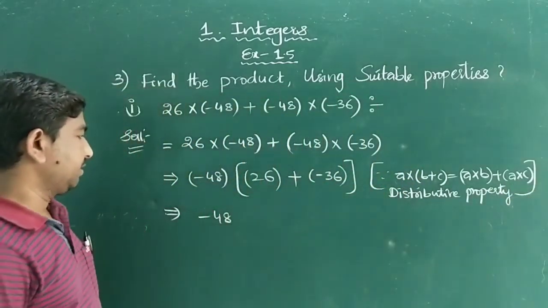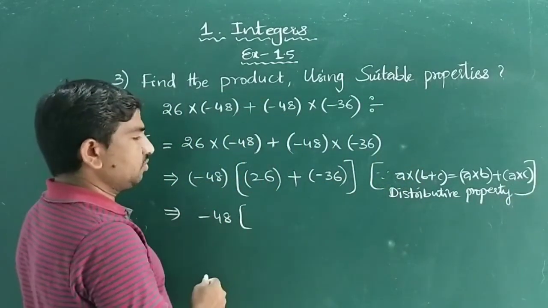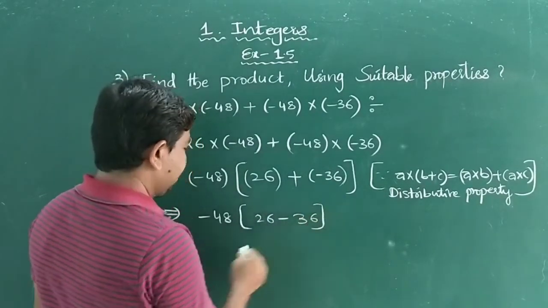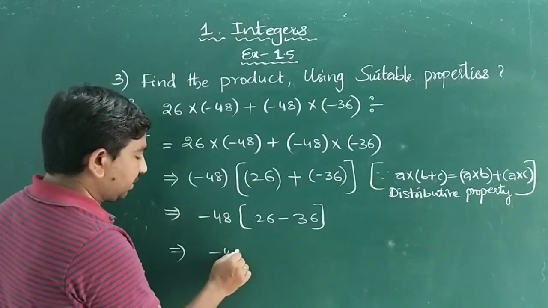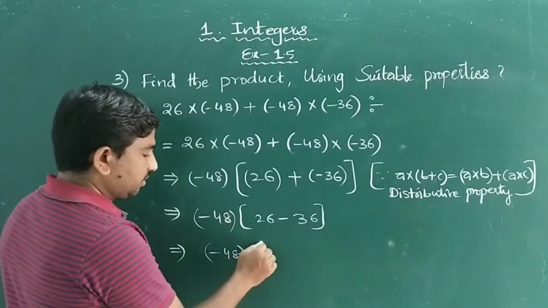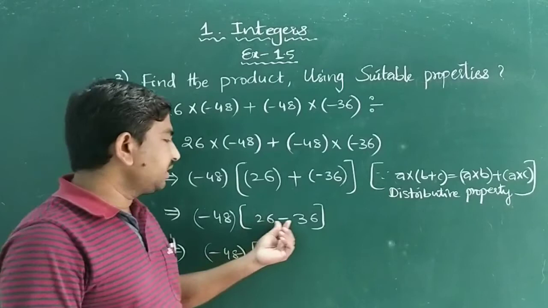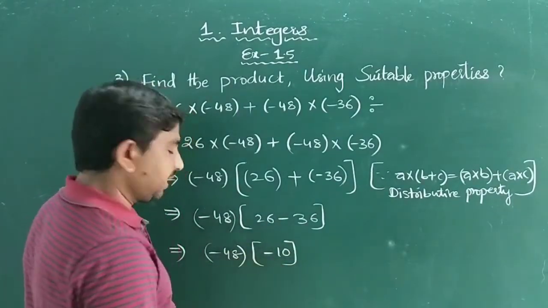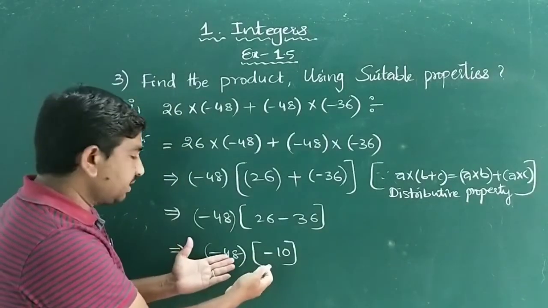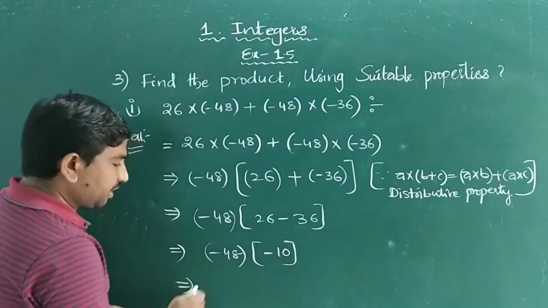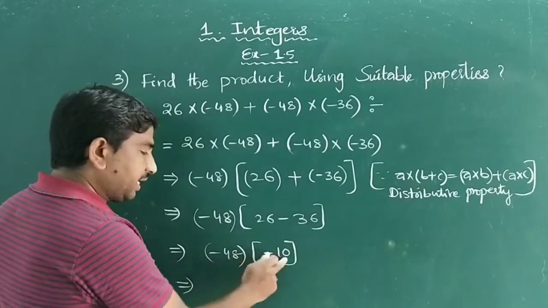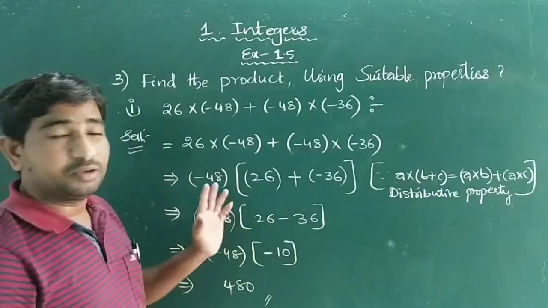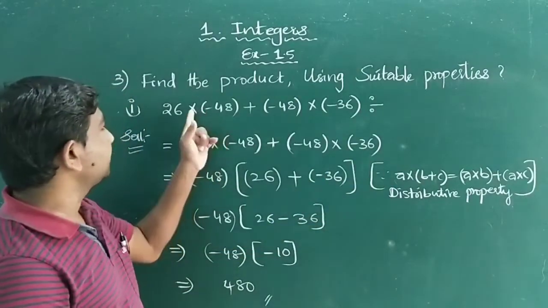Okay, distributive property. So minus 48 into 26, remove the bracket, plus into minus is minus, and this is 36. So now we can apply this: minus 48 into what? 26 minus 36, subtract it, what will you get? Minus 10. So now between these two there is a multiplication relation. So finally, minus into minus is plus, 48 tens are 480. So this is the answer. Which property did we use here? Distributive property. Okay, right.